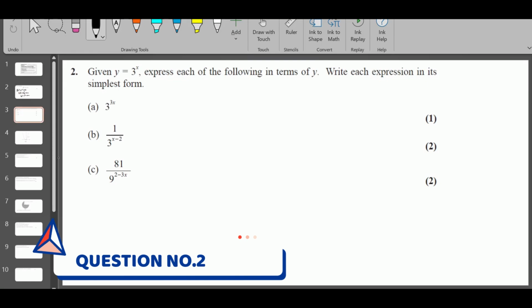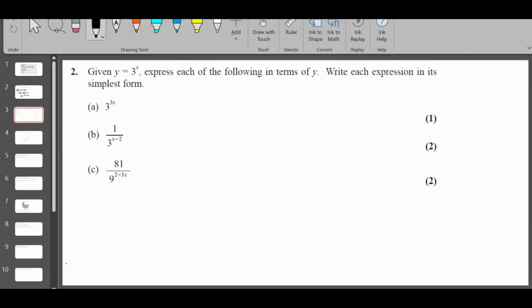Question number 2. Given that y is equal to 3 power x, express each of the following in terms of y. That means we need to write this in terms of y or in terms of 3 power x. So you can replace 3 power x by y. So I'm going to write it as 3 power x to the power 3. It's the same, right? When we multiply the powers, we will get 3 power 3x. 3 power x is y, so you'll get y cubed.